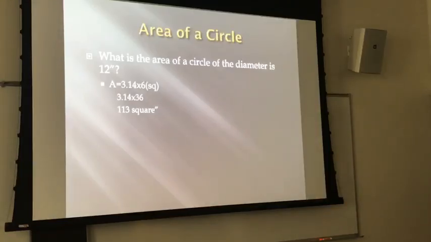So for the area of the circle, if the diameter is 12 inches, what you would do is divide 12 by 2 and then square that, which gives you 36, and your total area would be 113 square inches.